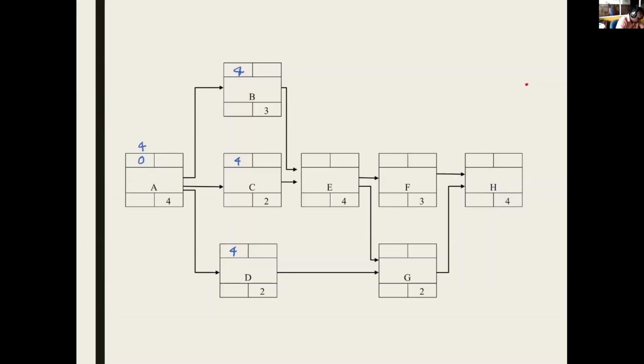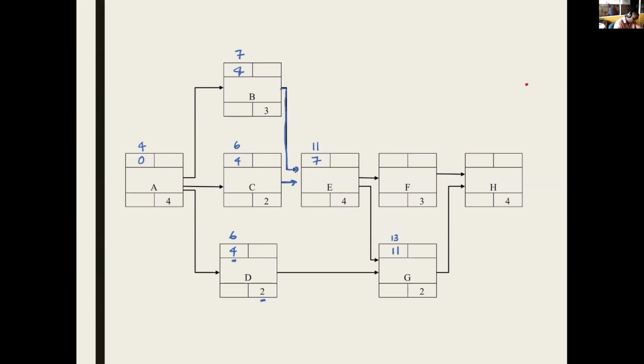Now 4 plus 3 is 7 here. 4 plus 2 is 6 here. 4 plus 2 is 6 here. Now for E, there are 2 finish to start links. You have to finish both B and C to start E. If we come with C, you get 6 here. If you come with B, you get 7 here. We have to take the higher value, as we discussed last time. So 7 plus 4 is 11. For G, if you come from D, it comes to 6, and from E, 11. You have to take the higher value, 11. So 11 plus 2 is 13.